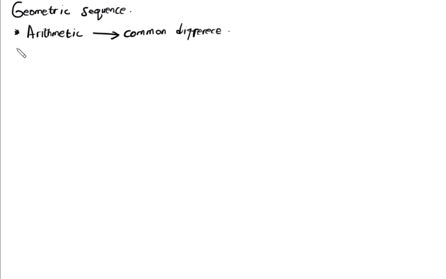Now, when we're looking at a geometric sequence, we're no longer talking about a common difference, but we're talking about a common ratio, which is referred to as R. So for a geometric sequence, we talk about a constant ratio. And this constant ratio has to be between successive terms.